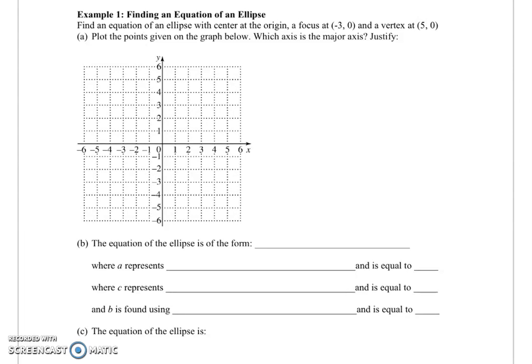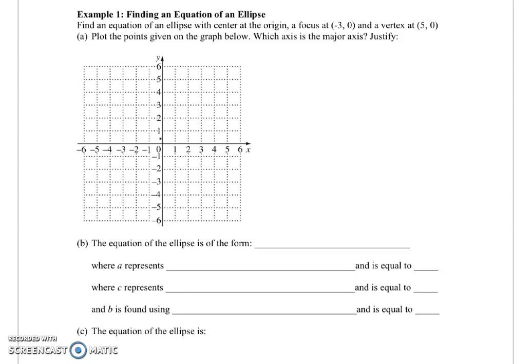We've been talking about ellipses in section 7.3, and now we're going to do our first example. So this one says, find an equation of an ellipse with a center at the origin, a focus at -3, 0, and a vertex at 5, 0. Plot the points given on the graph below, which axis is the major axis, and justify.